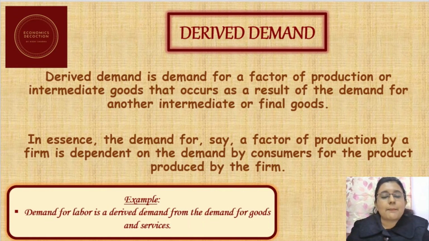In the previous example, we saw that the demand for pizzas increased due to an advertising campaign launched by the company. So when the company observed that the demand for their pizzas is increasing, they decided to employ more labor for making pizzas in order to cater to the increased demand. So here we see that increase in demand for pizzas, that is the final product, is leading to an increase in demand for labor. So labor has a derived demand.